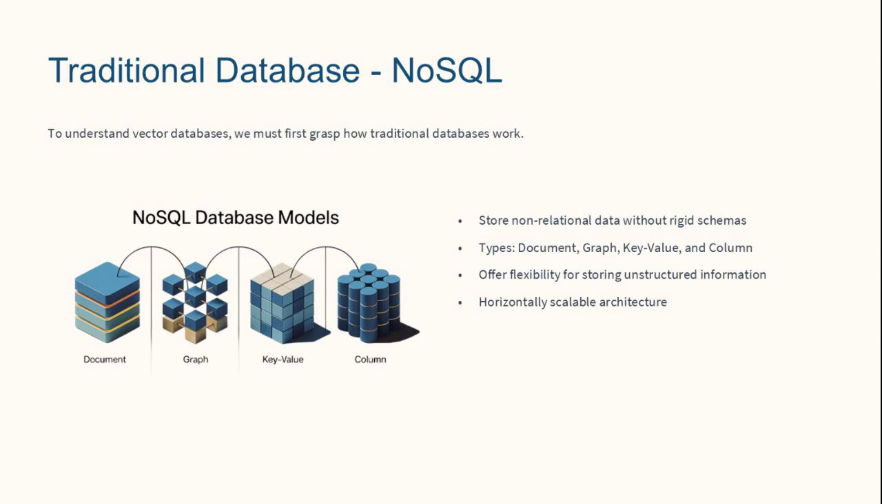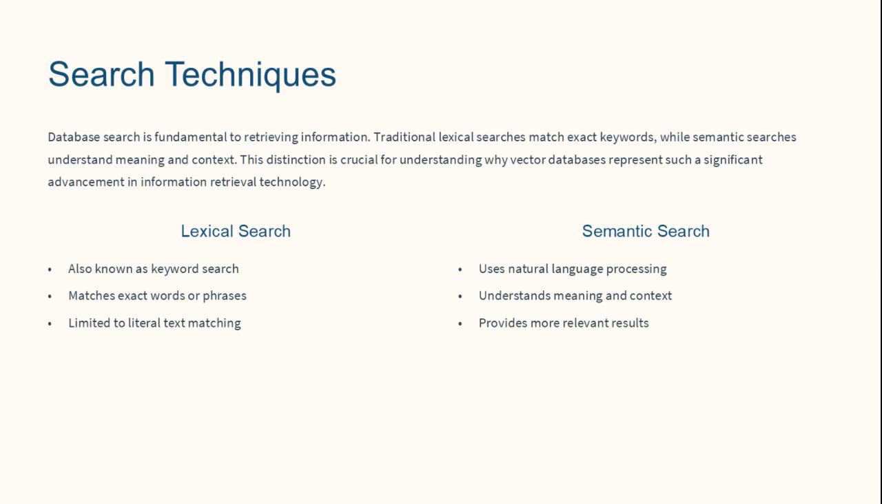On the other hand, a NoSQL DB or Document DB stores non-relational data without rigid schemas, offering flexibility for storing unstructured information. NoSQL is primarily used for its flexibility, scalability, and performance.